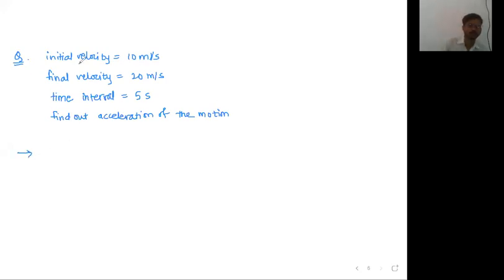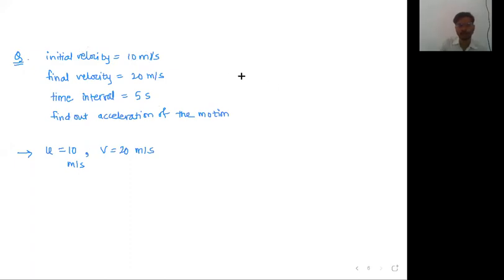How to model this question? Sir, initial velocity symbol u. Let us take it as 10. Final velocity is also given. It is, sir, 20 meter per second. Magnitude of the velocity has increased. Initially it was 10 meter per second. Finally it is 20 meter per second.